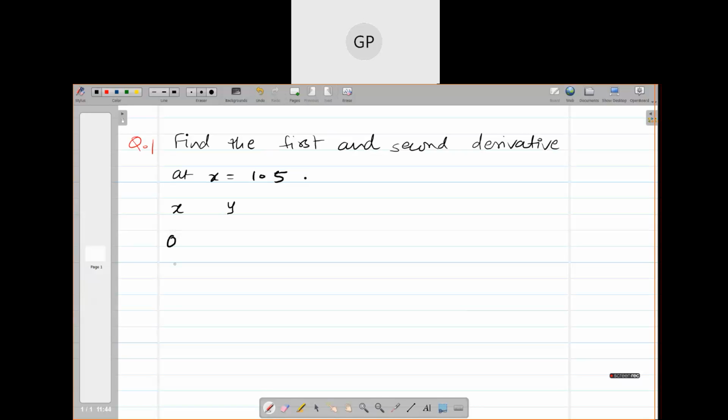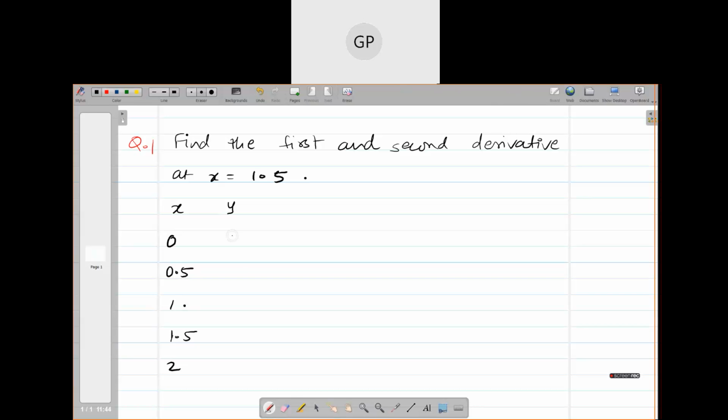Now the first question. Find the first and second derivative at x equal to 1.5. Your x values are 0, 0.5, 1, 1.5 and 2.